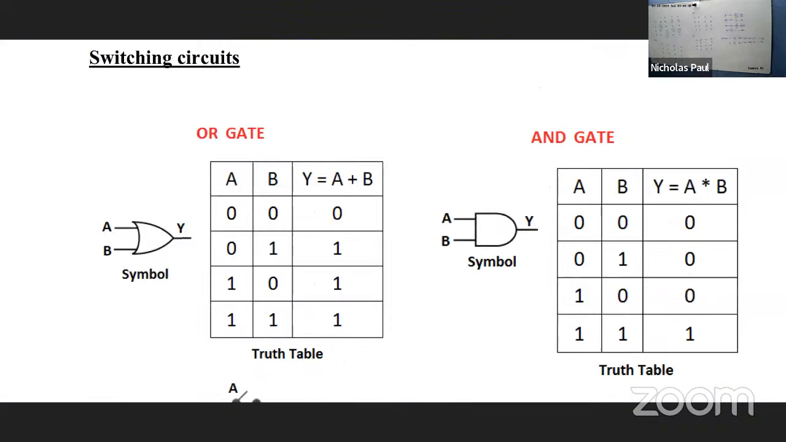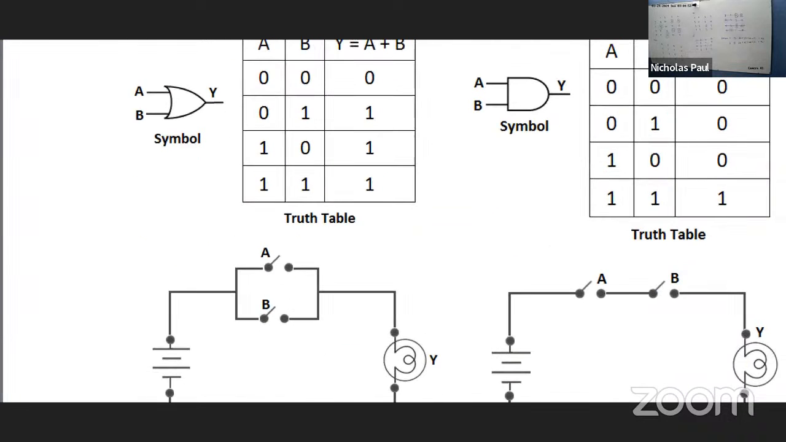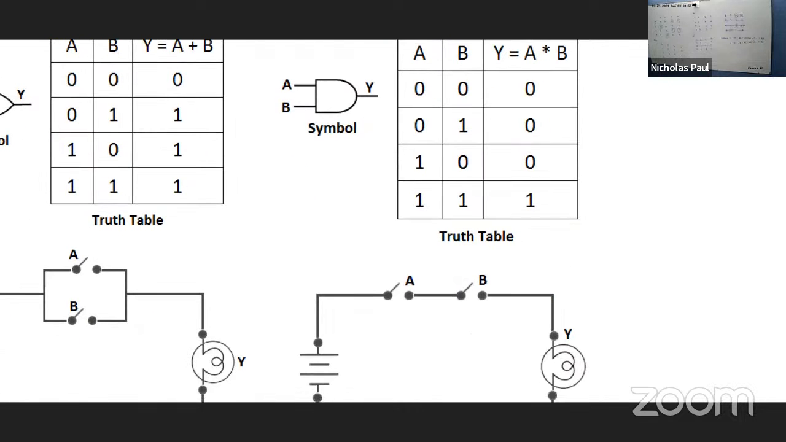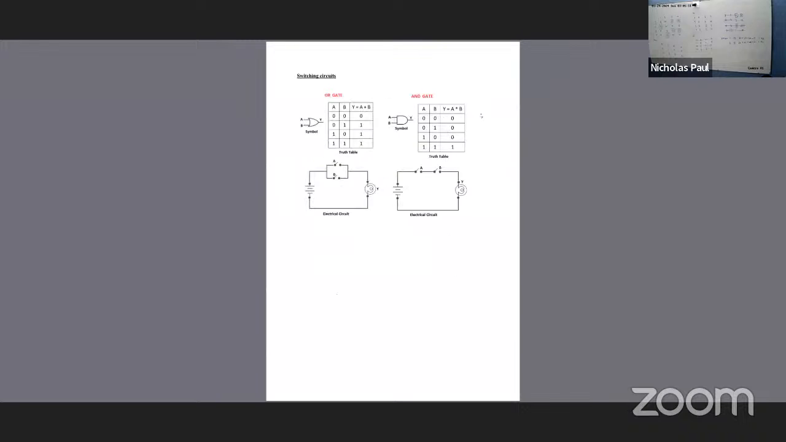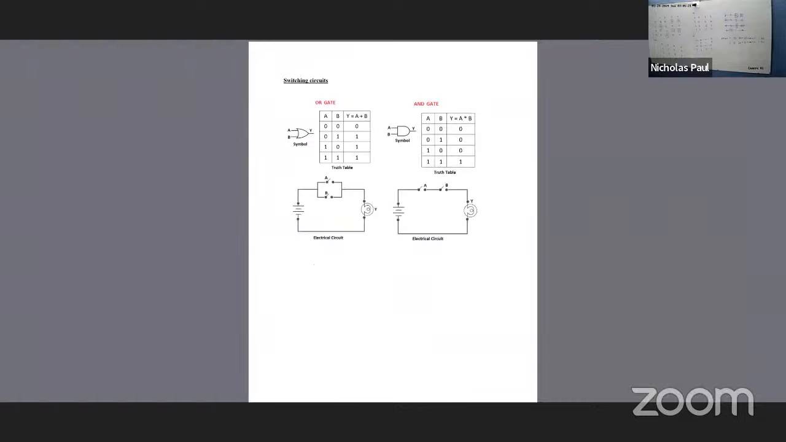Next thing we have to know is a switching circuit. An OR gate is always written as a parallel switching circuit. An AND gate is written as a series switching circuit. Okay, that's it. Series and parallel both. So those are things you have to know about Boolean algebra. Go over any of them?